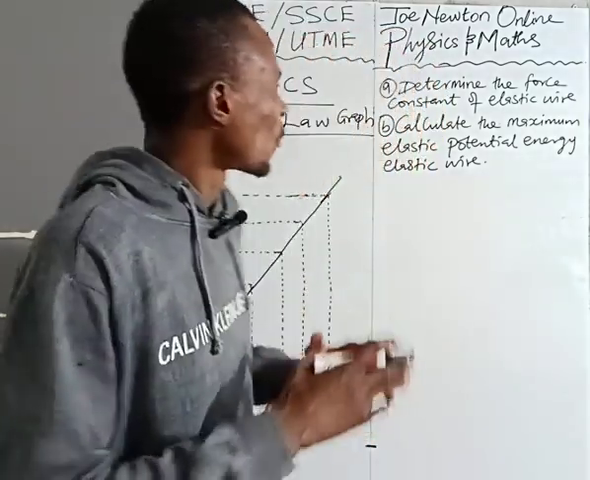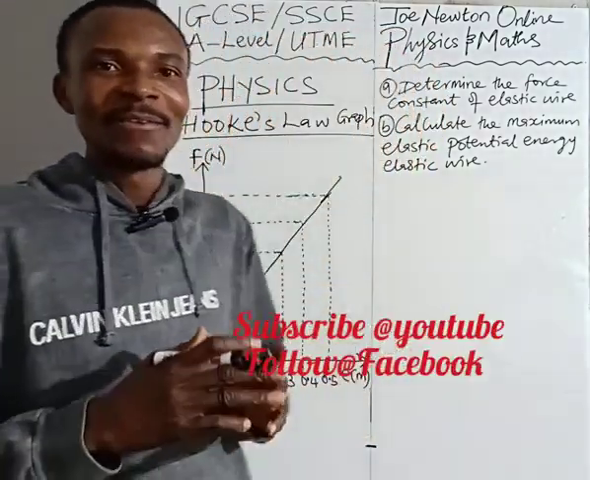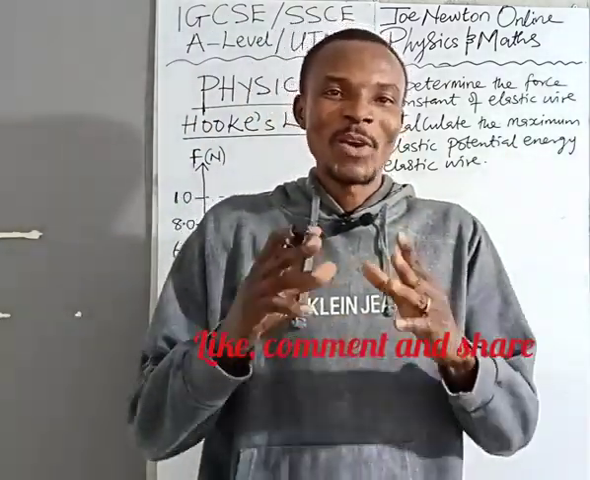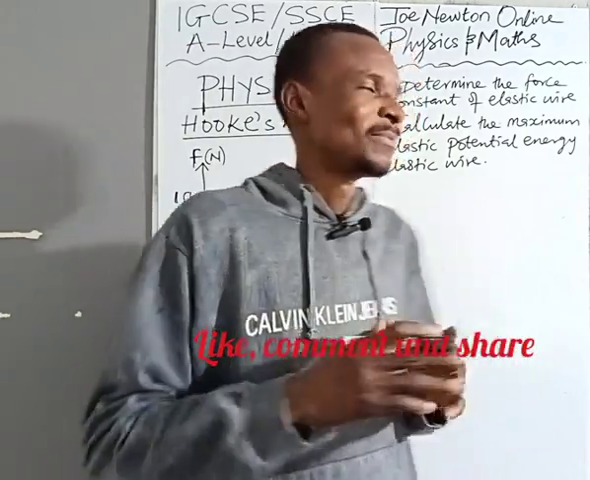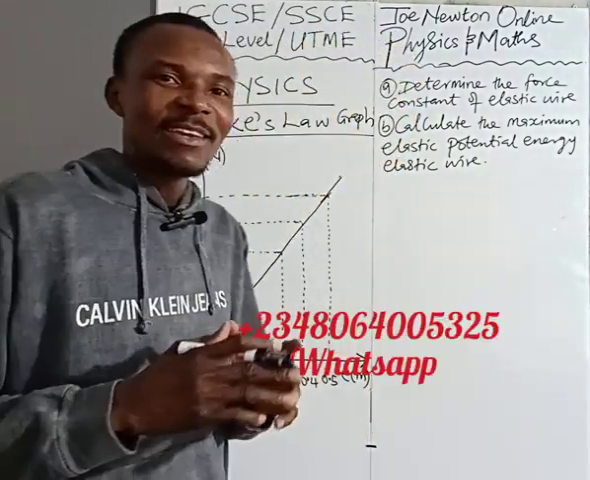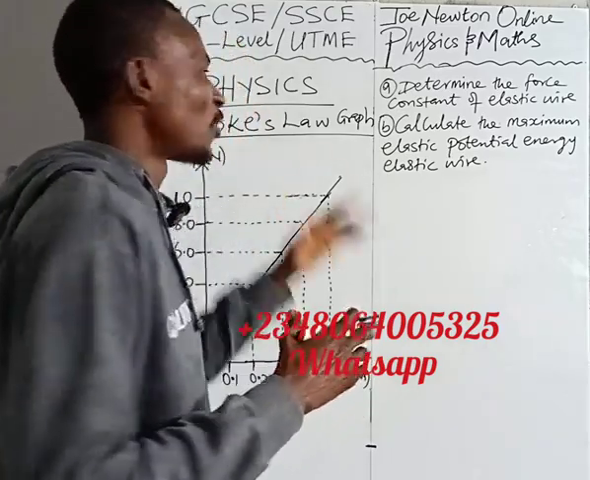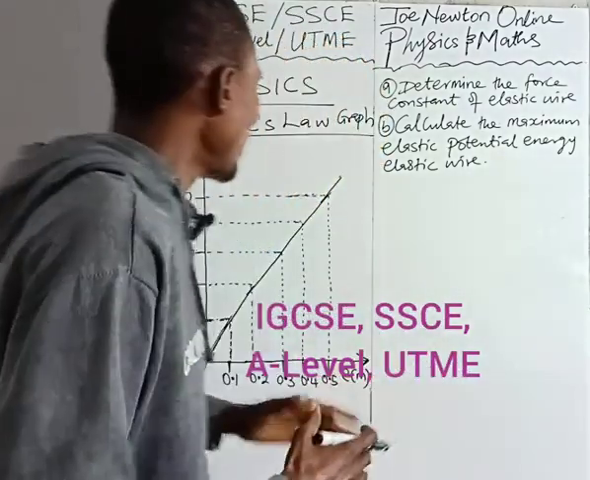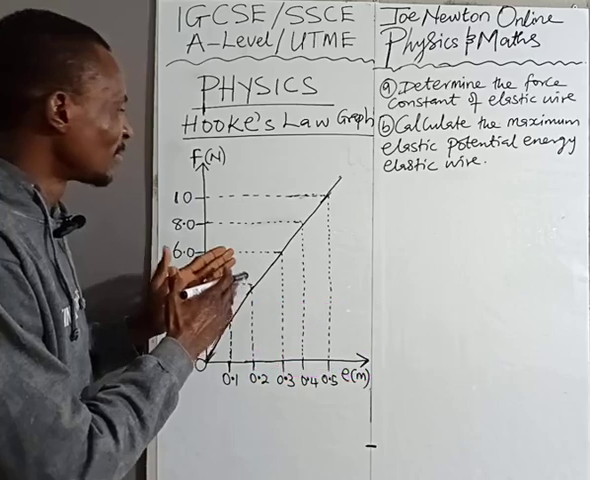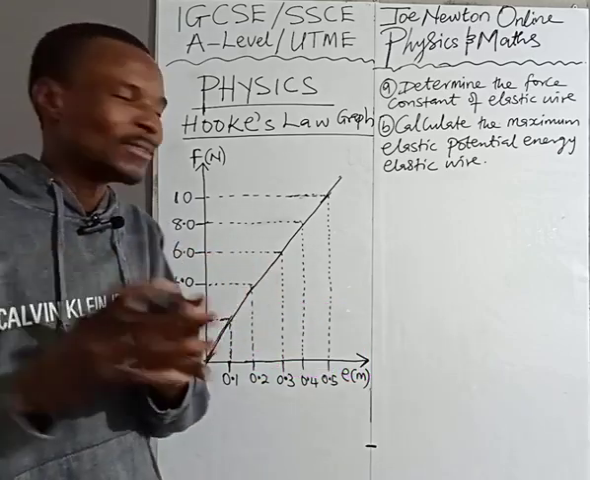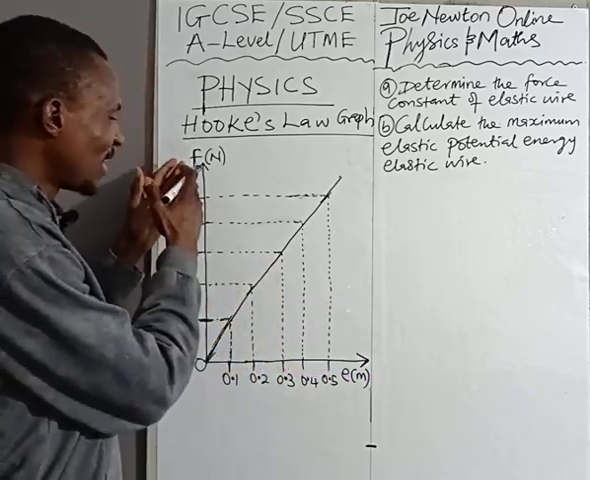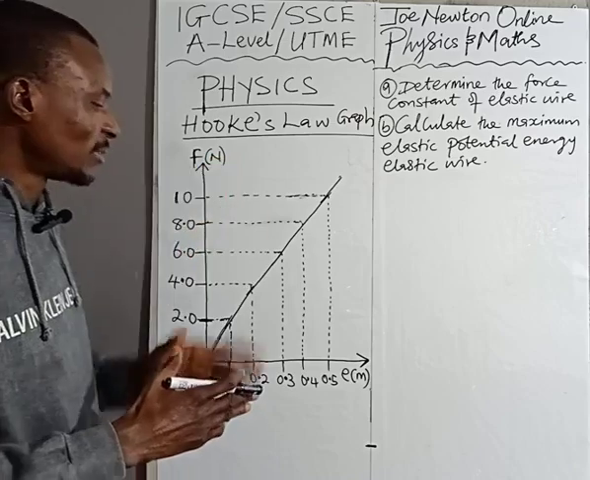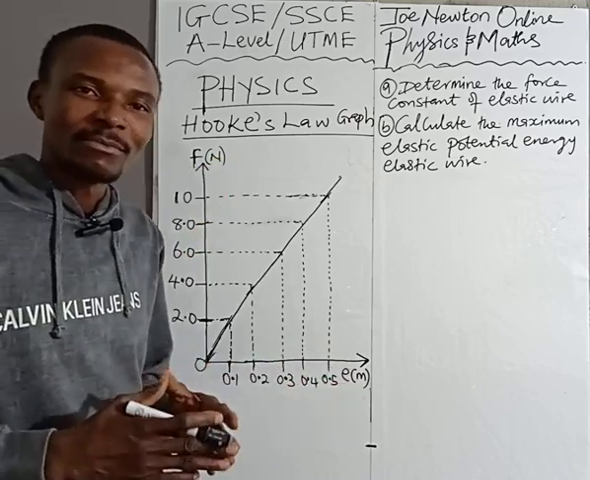Now, in this class, we have a physics task on the board to tackle. Okay, let's look at the question. Of course, the topic is Hooke's law, that is elastic properties of material. We have a graph on the board, and that is Hooke's law graph, a graph of force against extension. The force is in Newtons and the extension in meters.